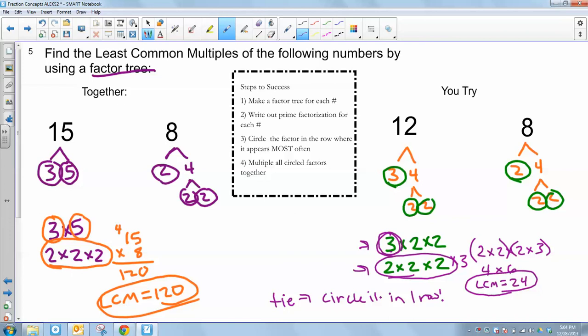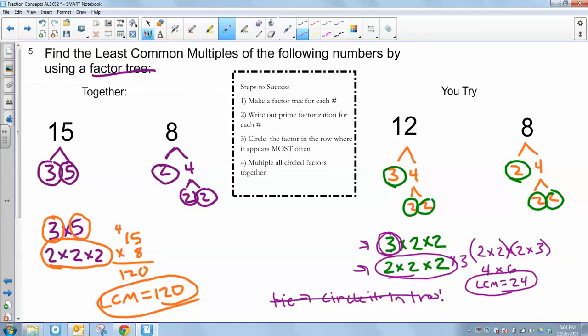All right, so then I'm going to multiply all of my circled numbers. So I have 2 times 2 times 2 times 3. I broke that up into saying 2 times 2 and 2 times 3, which is 24. 4 times 6 is 24. So my least common multiple between 8 and 12 is 24.